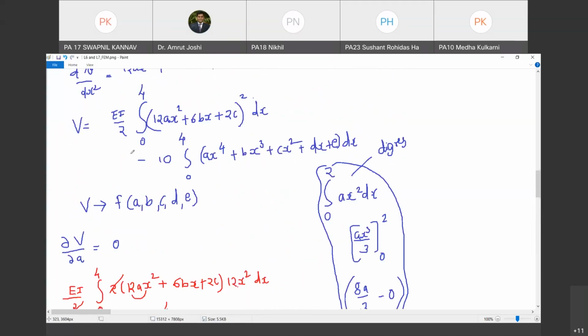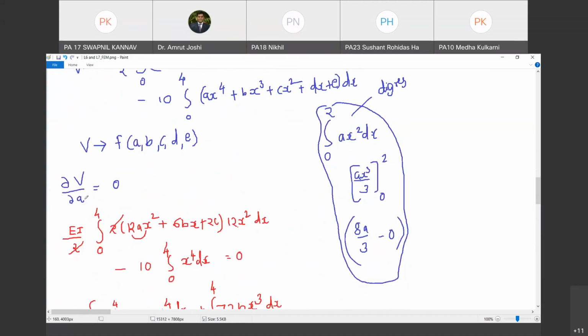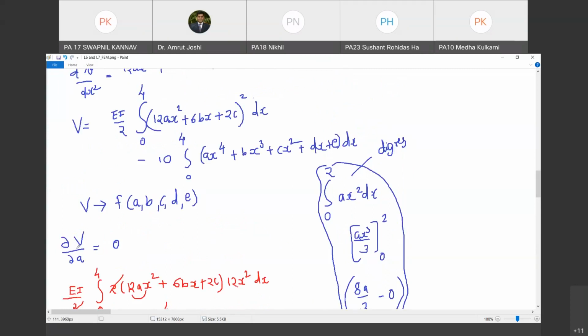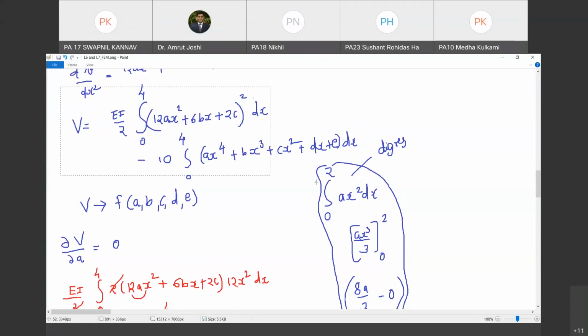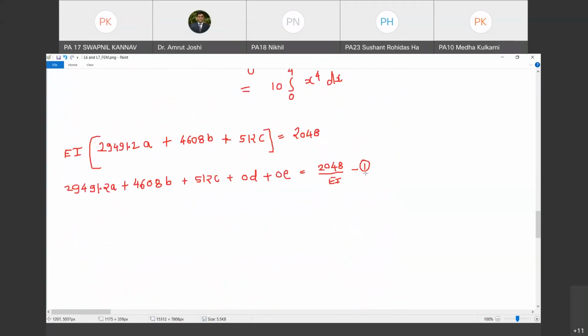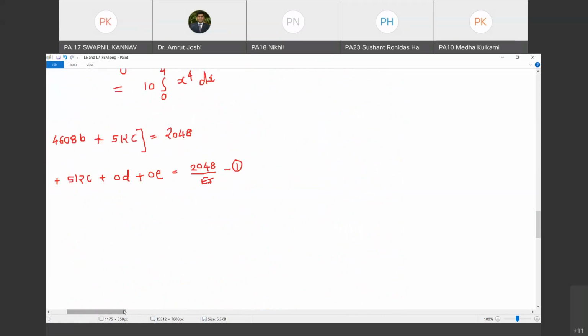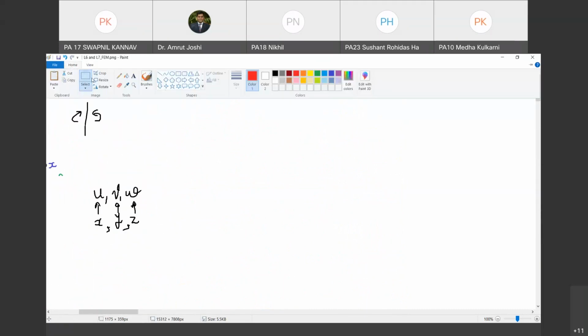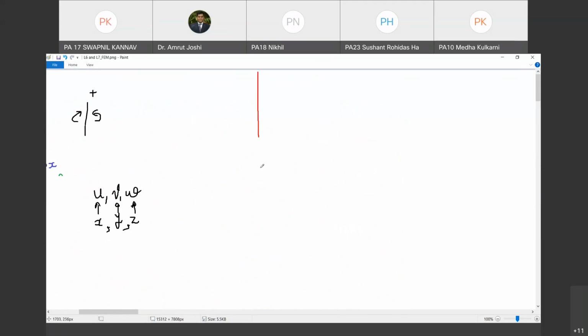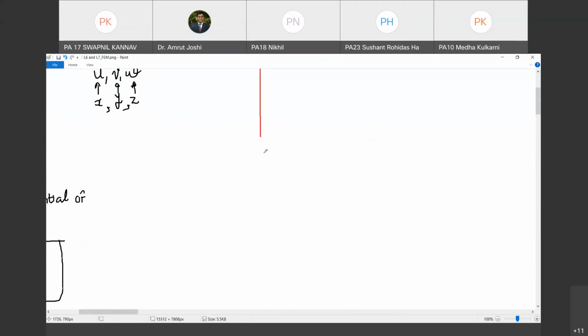Now I am going to obtain the second equation. How do I obtain the second equation? To obtain the first equation, I took dou v by dou a as 0. Now I am going to take dou v by dou b as 0. So let me borrow the expression for v. Let us do the second calculation here so that we can write down all the 5 equations one below the other.